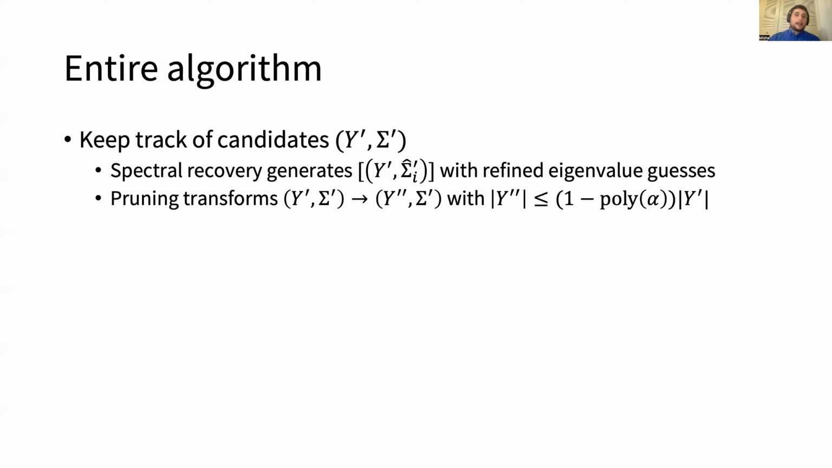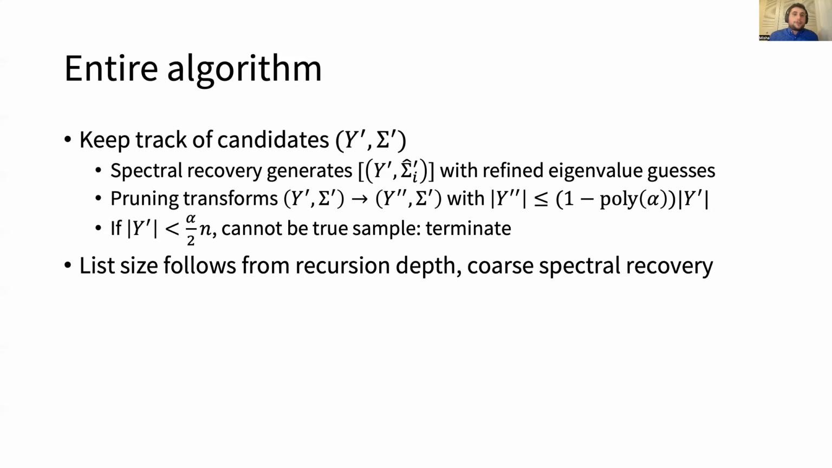Now, we may have all this, but now we need to have that the algorithm terminates at some point. And in fact, note that if Y prime has small size, so recall that the intersection of Y and X has size alpha n, if Y prime gets to size at most alpha n over 2, it cannot be the true sample itself. And therefore we can terminate and stop. And overall, the list size follows from the recursion depth, dealing with this polynomial in alpha fraction being removed, and the coarse spectral recovery only increasing the list size by polynomial in 1 over alpha.